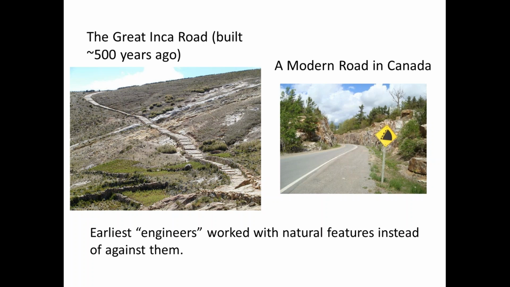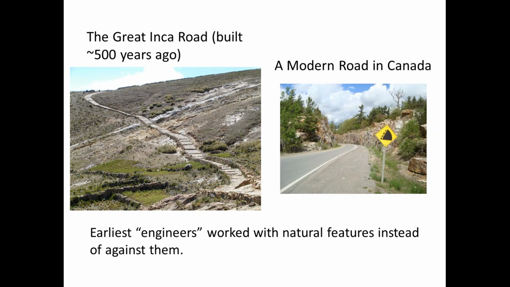And you can see here it looks very different than the road we have on the right, which is a modern road in Canada. One of the main differences is that with this ancient type of engineering, they worked with the natural features that they had in their landscape instead of around them. So for example, this is not a road that's passable by car. You can tell it has steps. Instead, it was made for animals and for people on foot. But they worked with the natural landscape.